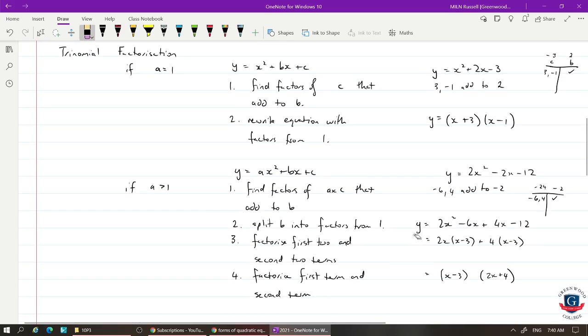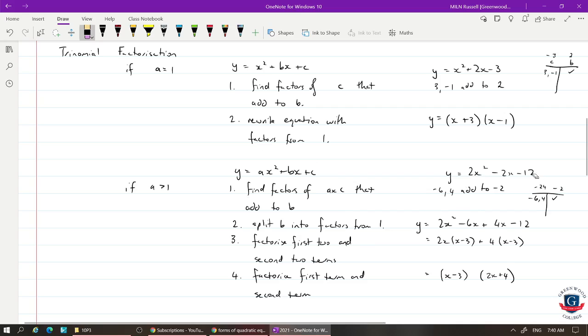Now if a is greater than 1, rather than just finding the factors of c, we have to find the factors of a times c that add to b. We're going to split the middle term, or the term where b is the coefficient of x, into the same factors that we found from 1. Factorize the first 2 terms and then the second 2 terms, and then factorize the second time. Now, sounds complicated, but when you're doing it, it's quite simple.